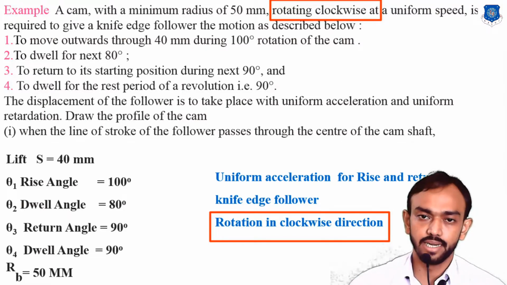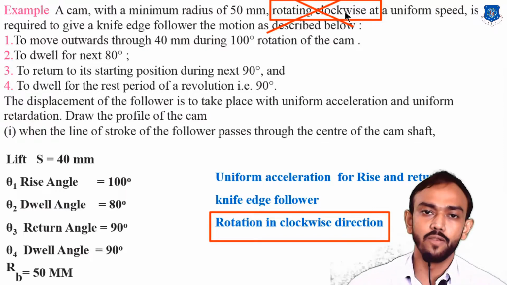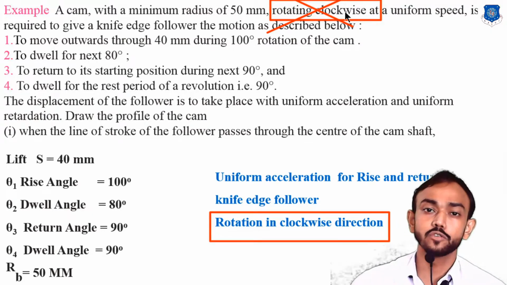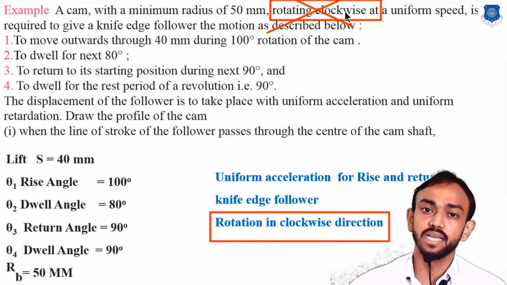And remember that if the direction is not given, we always assume that the rotation of the cam is clockwise, so we always draw the cam profile in an anti-clockwise direction. If an example states that the cam is rotating in an anti-clockwise direction, then we have to draw the cam profile in a clockwise direction.